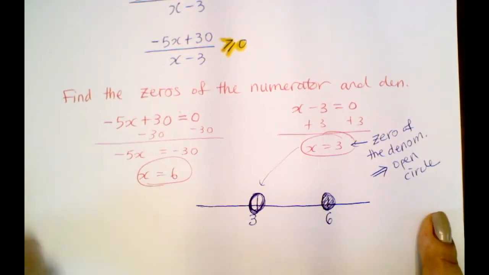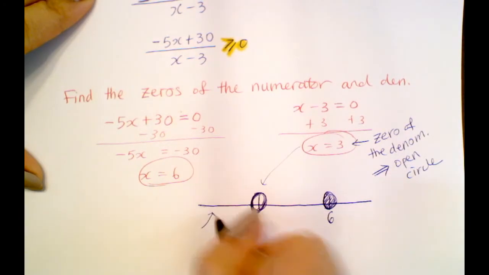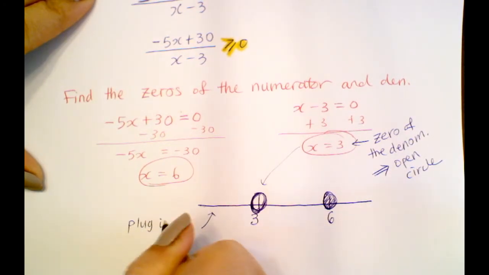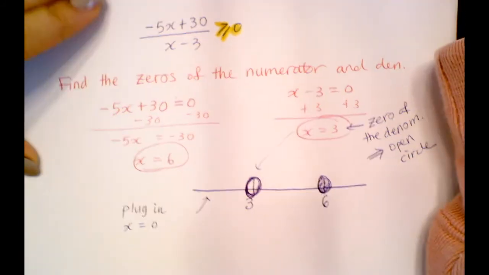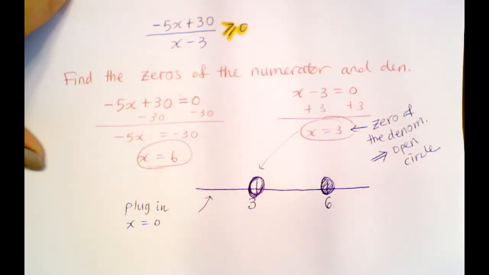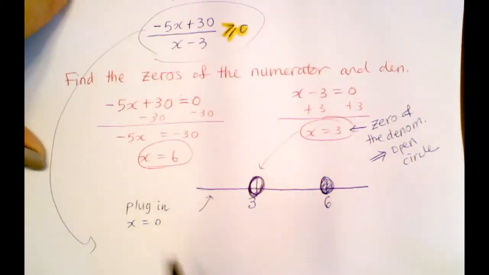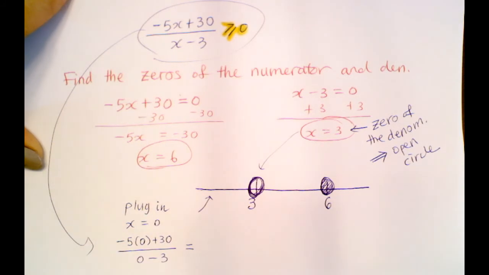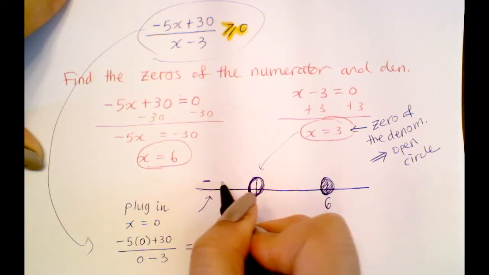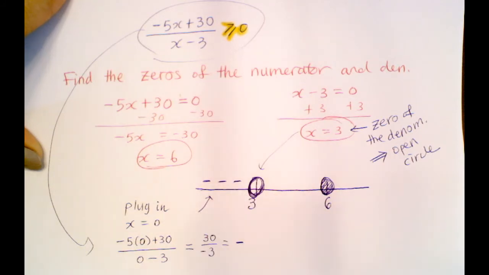All right, now let's do the fun part, plugging in. Let's plug in a number that is smaller than 3. Plug in x equals 0. If I plug in 0 into this inequality, I will get negative 5 times 0 plus 30 over 0 minus 3. The numerator will be positive 30. The denominator will be negative 3. Therefore, the sign will be negative. That's going to be negative.